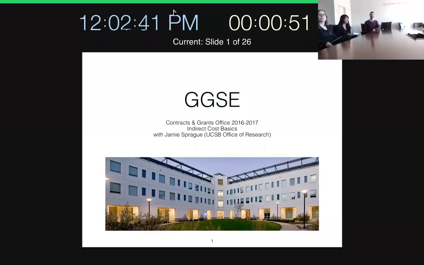In looking at it, we can keep it simple for ourselves as faculty who are developing grants. We need to know the basics. We need to know what it's about, what it's used for, and what we should or shouldn't be talking about to potential funders related to that. So Jamie and Clay are here today to help us understand that more.